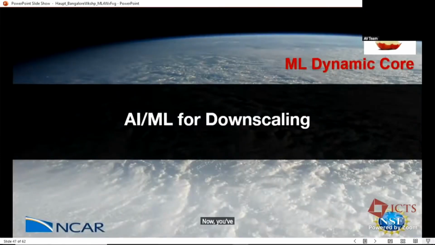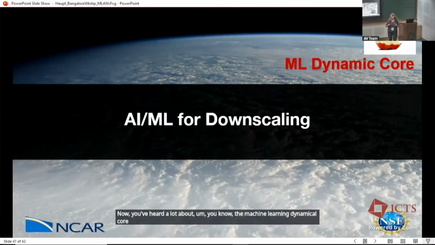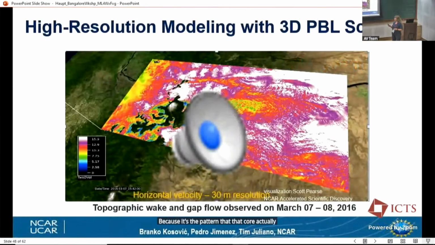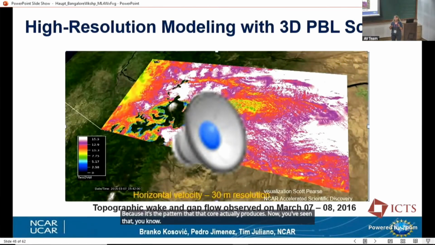Now, you've heard a lot about the machine learning dynamical core. I'm lumping downscaling there too, because it's the pattern that core actually produces. Now, about 5 or 6 years ago, I saw a talk by one of my NREL colleagues where they were downscaling using a generative adversarial network from climate to mesoscale, from about 100 kilometers down to about 2 kilometers.